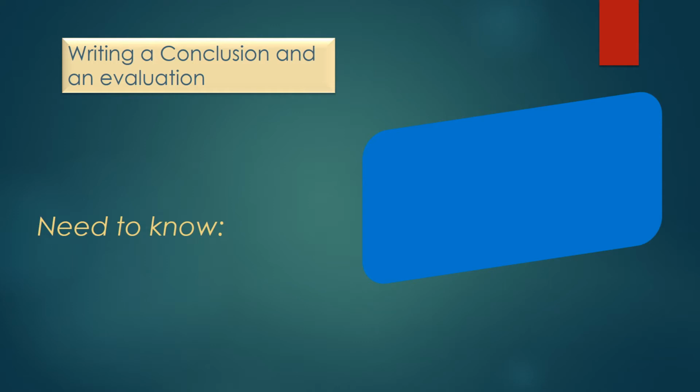Now, this is probably the hardest lesson of the week, writing a conclusion and an evaluation. This is a really difficult skill, but it's a really important skill for the scientific method. And so I'm going to try and walk you through how you can write a conclusion and then how you can evaluate your experiments that you've done this week.